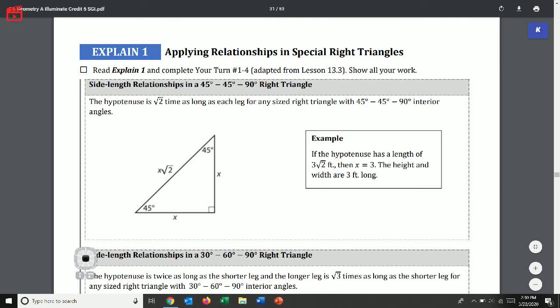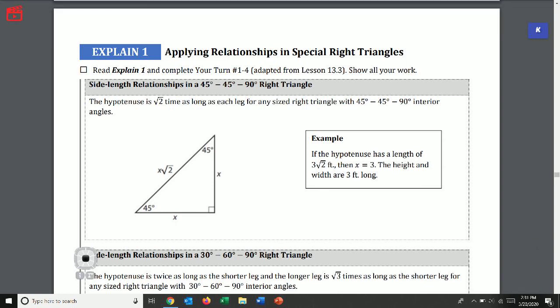Notice that in this formula, they give you variables for the side lengths. So the legs of the right triangle are x, and the hypotenuse is x square root 2. We're going to be doing some examples that cover how to use this theorem in a little bit. But let's look at the second one.